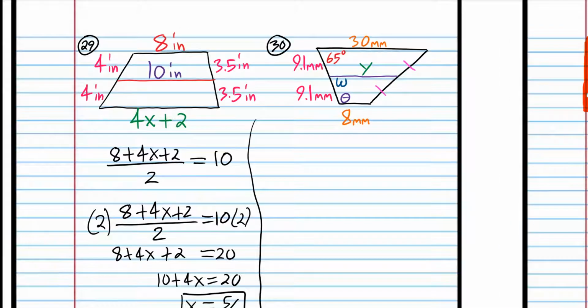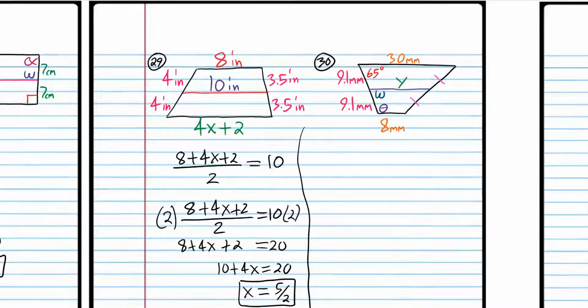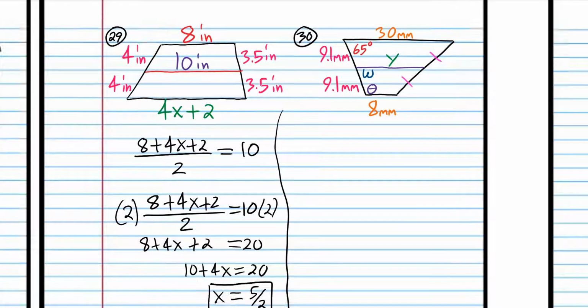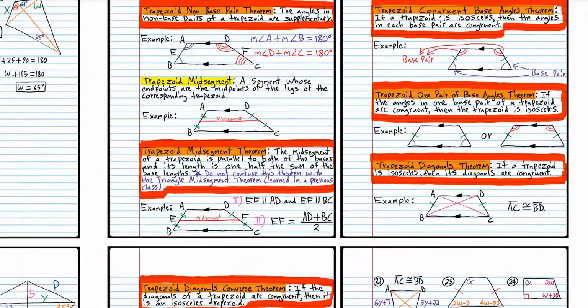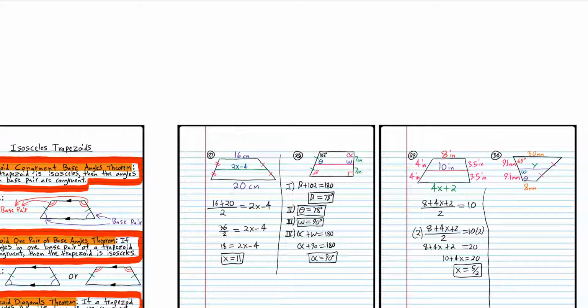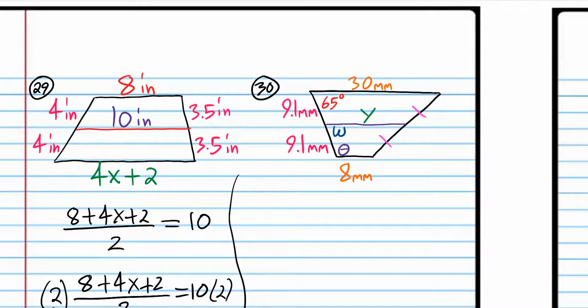All right, so now it's time for you to try. Go ahead and try number 30. Remember, the two parts of that theorem are that if you have a midsegment through a trapezoid, then the midsegment is parallel to the two bases, which means a lot of other theorems apply. And also the length of the midsegment is the sum of the bases divided by 2. So go ahead and try number 30, and when you come back, we'll do it together.